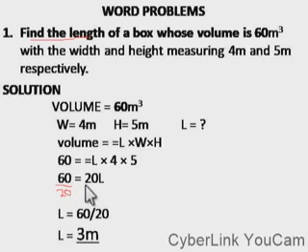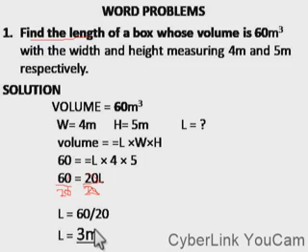So we divide both sides by 20. When we do that, this 20 will cancel out this very 20 here. We are left with L. Then 0 will cancel out 0. Then 6 divided by 2 will give us 3. That is why we have 60 divided by 20. That will give us 3 meters as our answer.